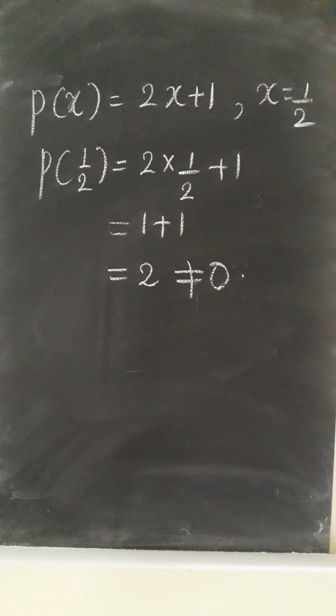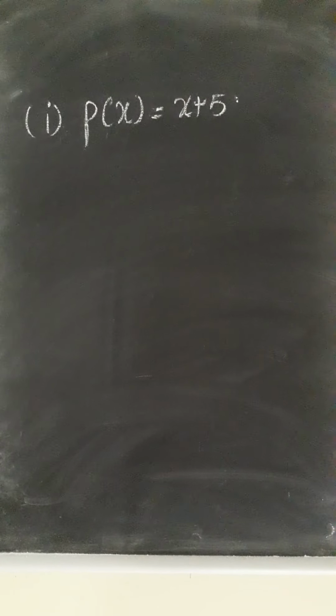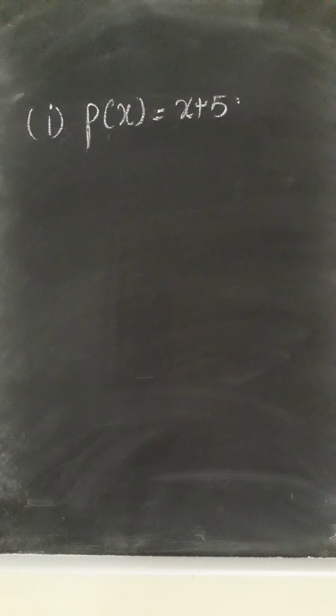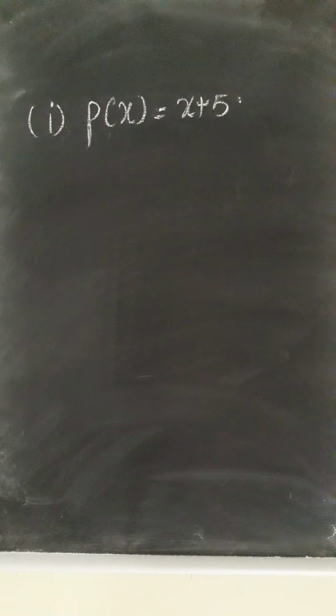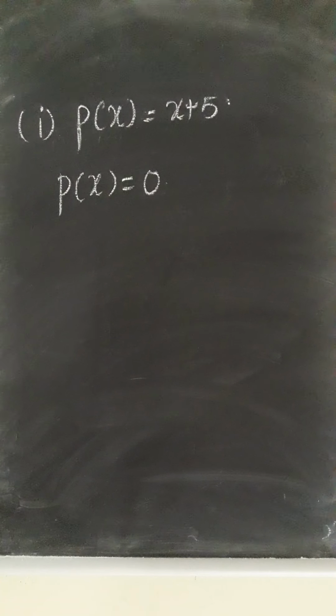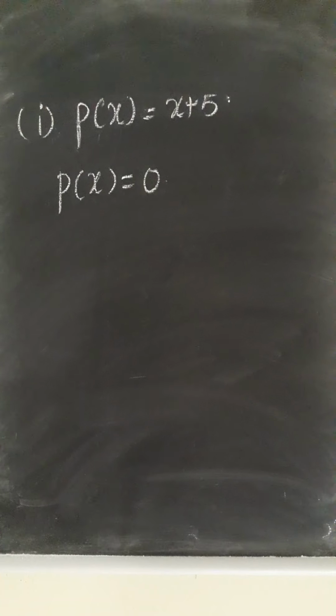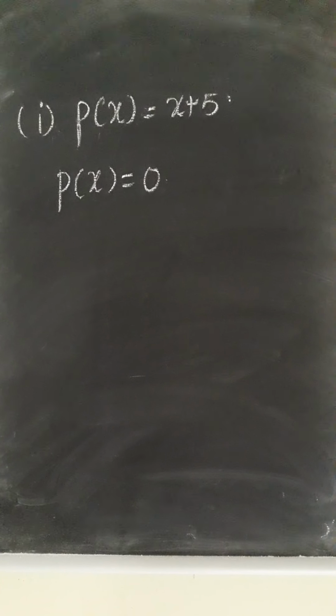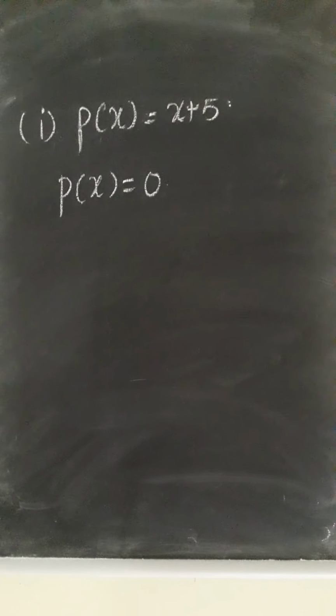P of x is equal to x plus 5. So actually you have to find out the 0 of the polynomial. So what is the meaning? At which value of x the value of this polynomial is equal to 0. So the first step, at first you should write down P of x is equal to 0. What is our P of x in this problem? X plus 5. So what is the meaning? X plus 5 is equal to 0.